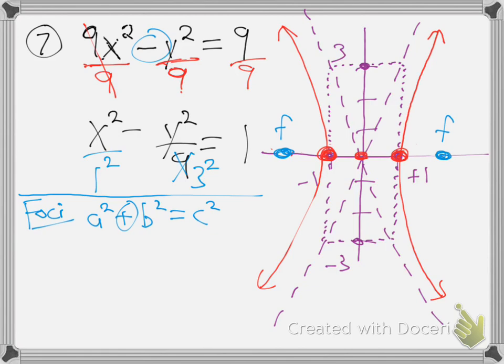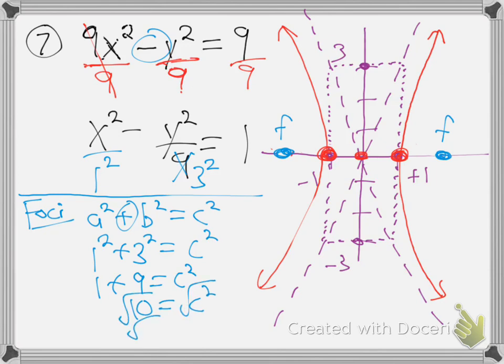All right, what's a squared and b squared? 1 squared and 3 squared. Doesn't matter what order, right, because they're being added. So that's going to be 1 plus 9 is c squared. 10 is c squared. Root it. C is the root of 10, plus or minus.